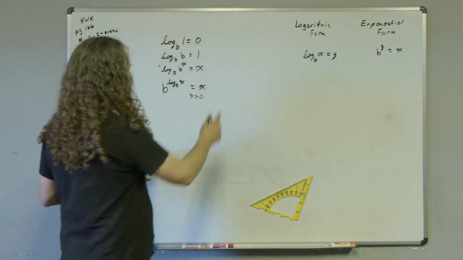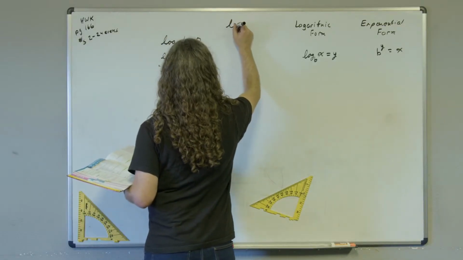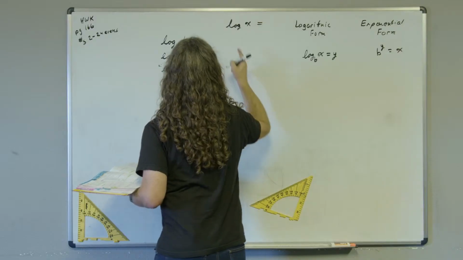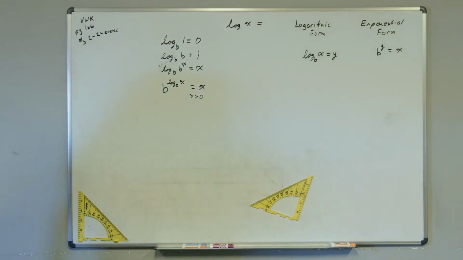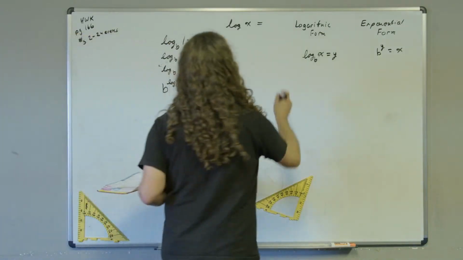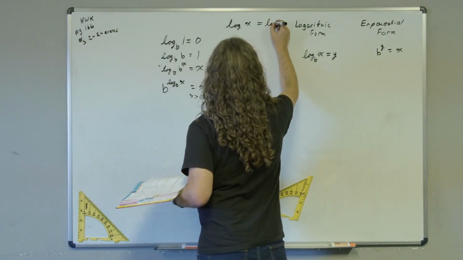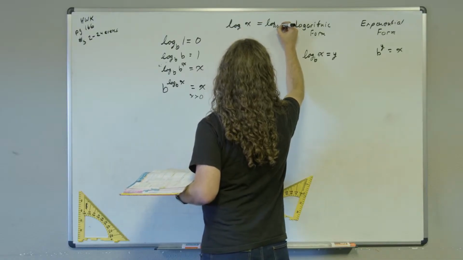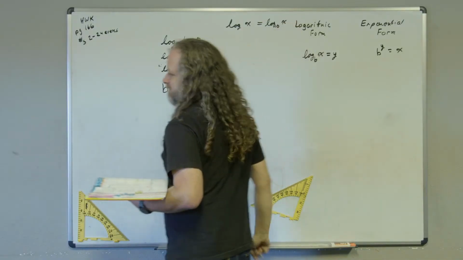Okay, so if I just have log with no base, there's nothing sitting there. What's the base? It's not 1, but it is 10. I just guessed. It's usually 10. If we just write log without a base, it's log base 10.